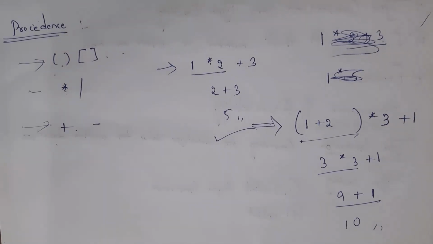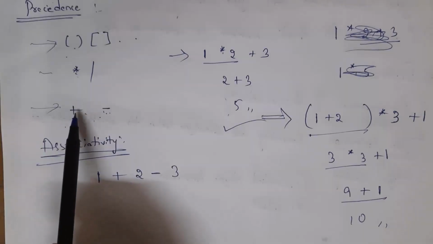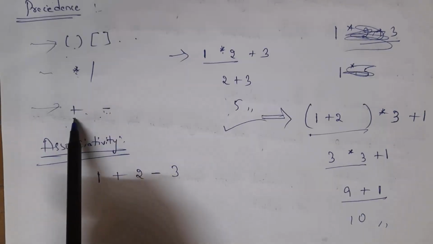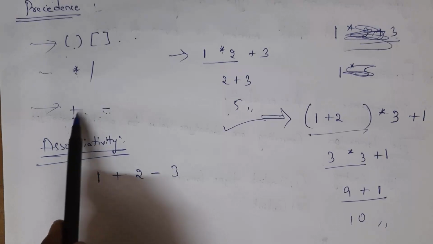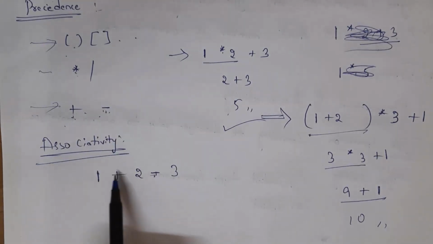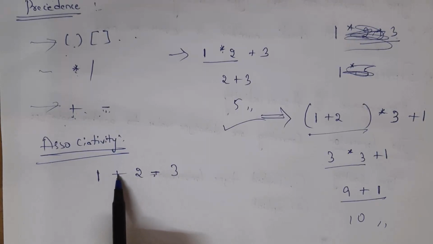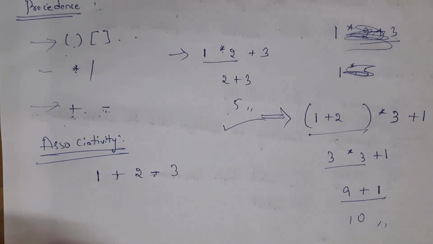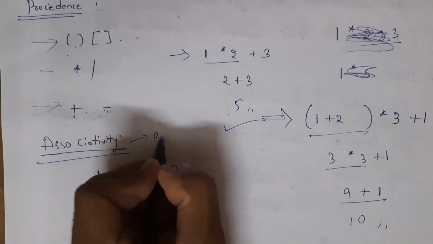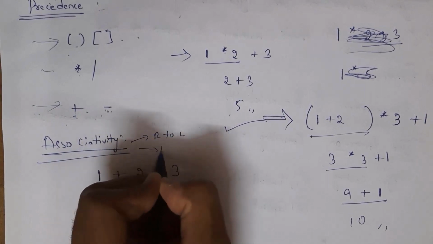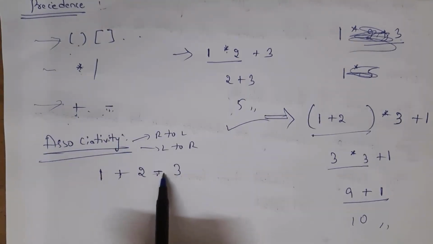Next I will explain what is associativity. Here this plus and minus both operators have the same priority. Precedence of this plus and minus is same. If two or more operators of same precedence appear in an expression, then at that time we need to use associativity. That is from where we need to start calculation. We can start calculation either from right to left or left to right.